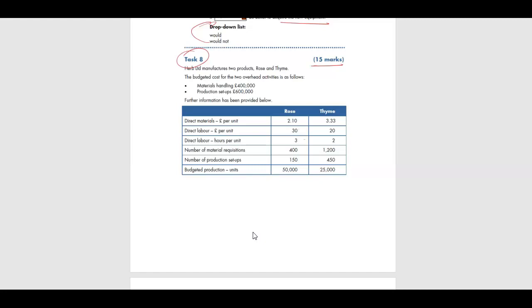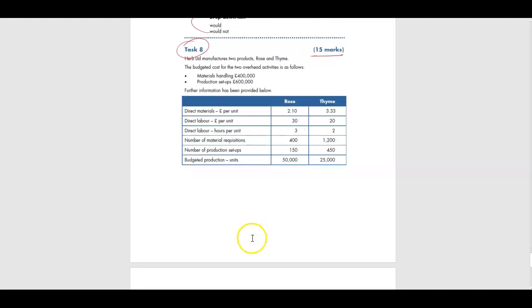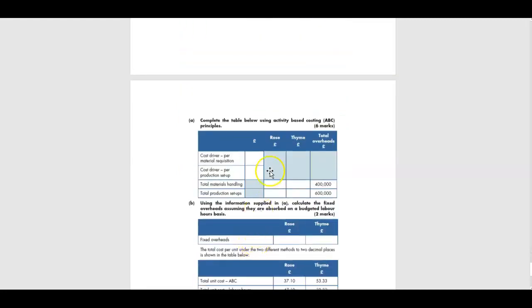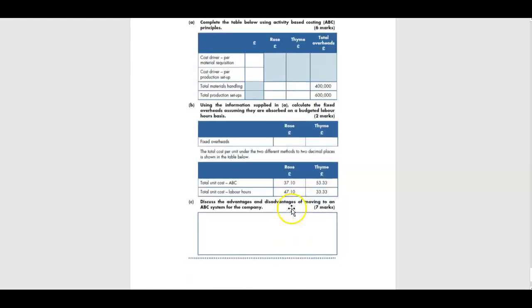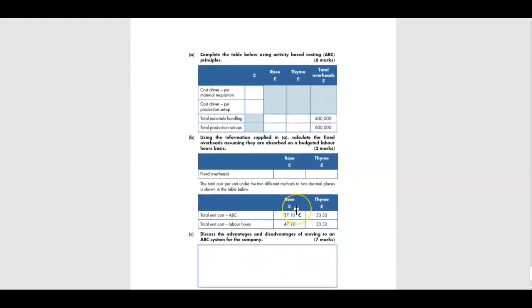So it looks like absorption costing. So let's have a look. Activity based costing. Let's see what the requirements are. The first requirement: complete the table using activity based costing, that is ABC. Using the information supplied, calculate the fixed overhead assuming they are absorbed on the budgeted labor hour basis. All right, no problem for that. We can do that. So OAR, overhead absorption rate, is the budgeted overhead divided by the total number of labor hours.